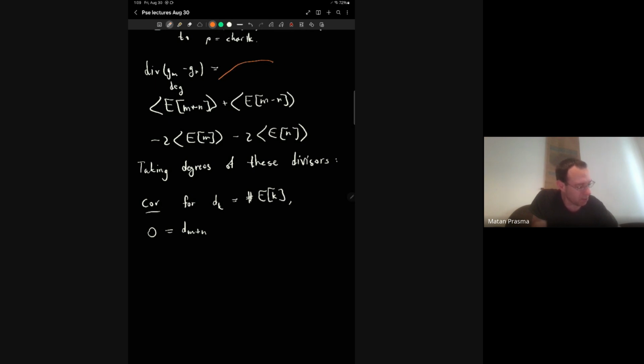This divisor, just to illustrate, is simply the sum of all points with coefficient one, where the points run over all of E[m+n]. So taking the degree is simply summing one for each point, the number of points in E[m+n]. So this is d_{m+n}, and then we have d_{m-n}, minus 2d_m, minus 2d_n. Okay, is this clear? And we have it for any m bigger than n.